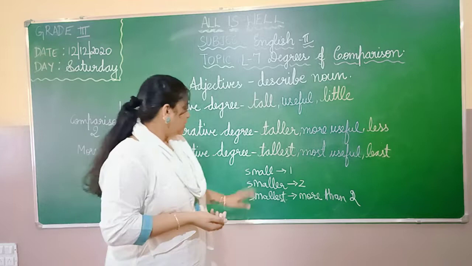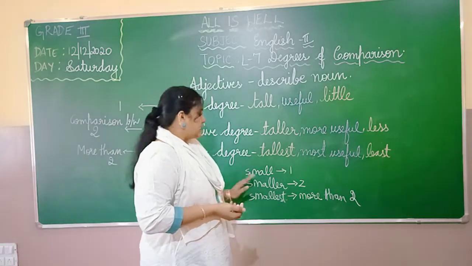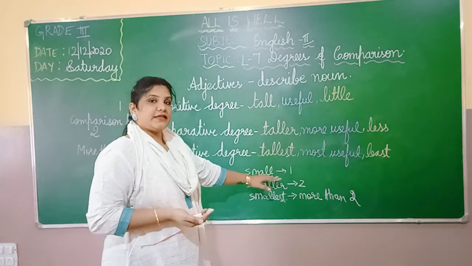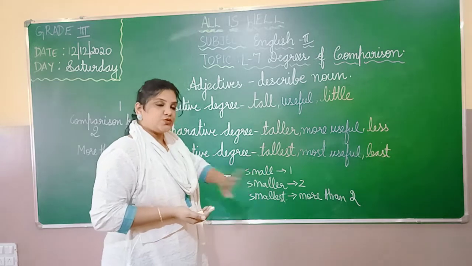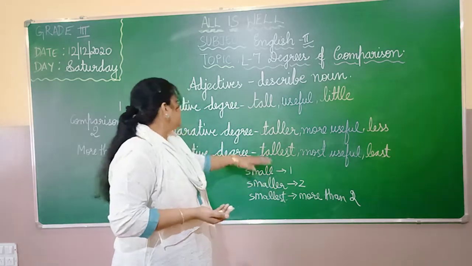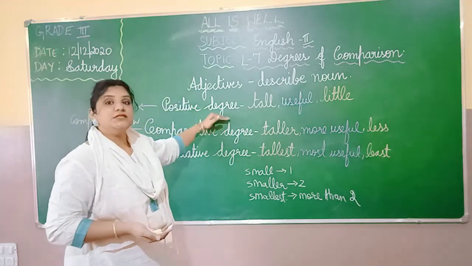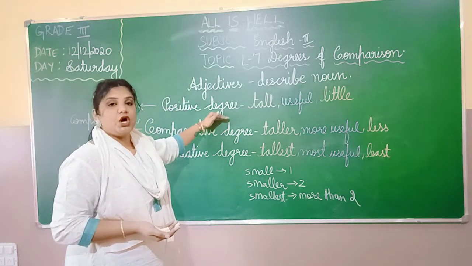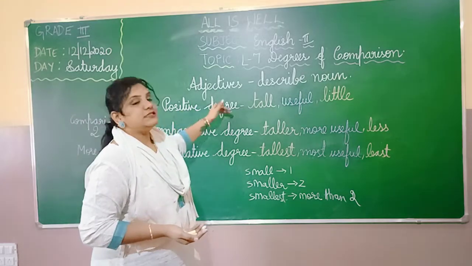Okay? So now what do you call this? The first one. Okay? Where there is only comparison between one thing. There is no comparison with another. We are talking about only one particular thing. That is called as your positive degree. What is it called? Positive degree.